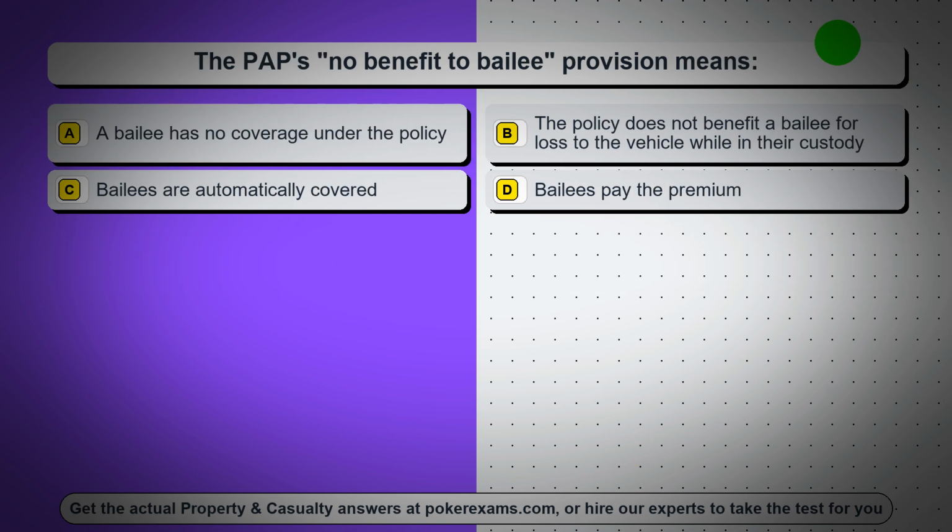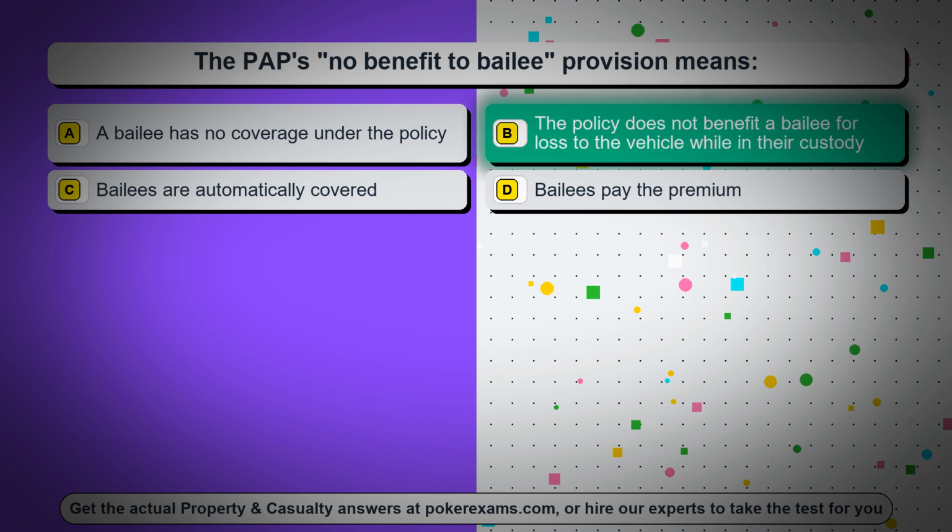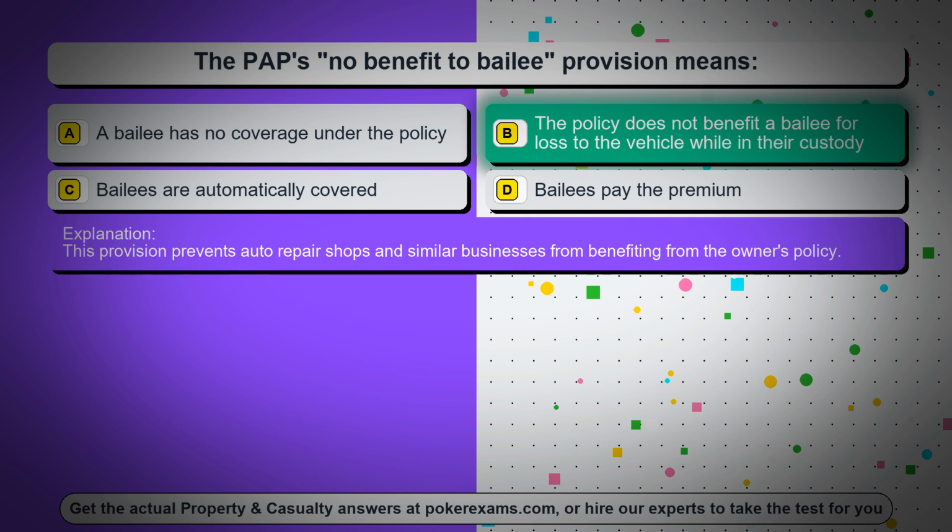Question 42. The PAP's no benefit to bailee provision means. Option A, a bailee has no coverage under the policy. Option B, the policy does not benefit a bailee for loss to the vehicle while in their custody. Option C, bailees are automatically covered. Option D, bailees pay the premium. The correct answer is option B, the policy does not benefit a bailee for loss to the vehicle while in their custody. This provision prevents auto repair shops and similar businesses from benefiting from the owner's policy.